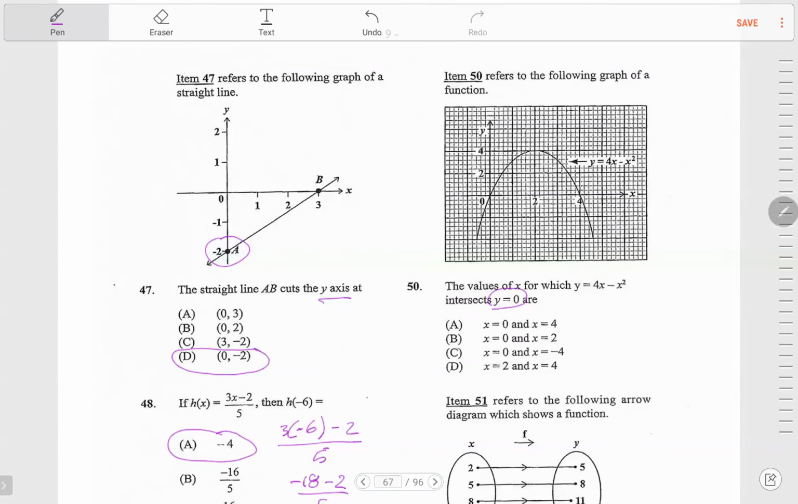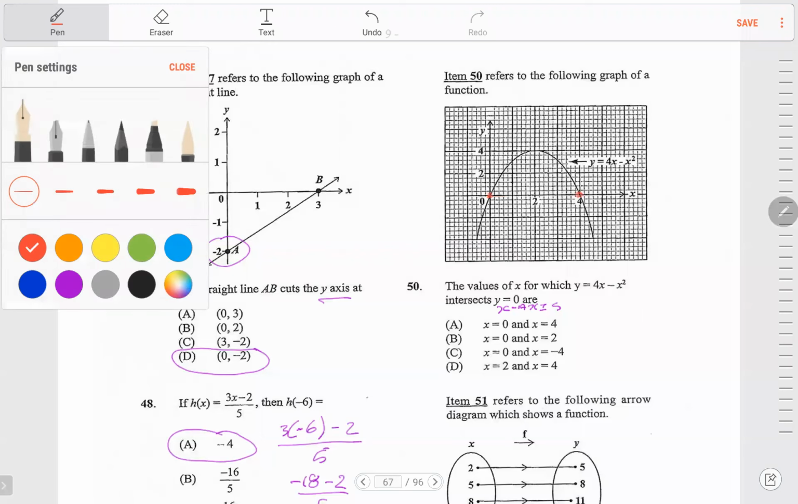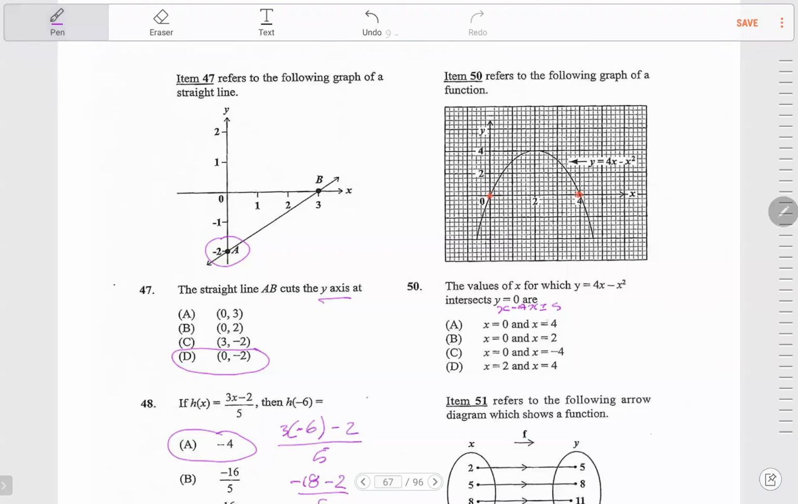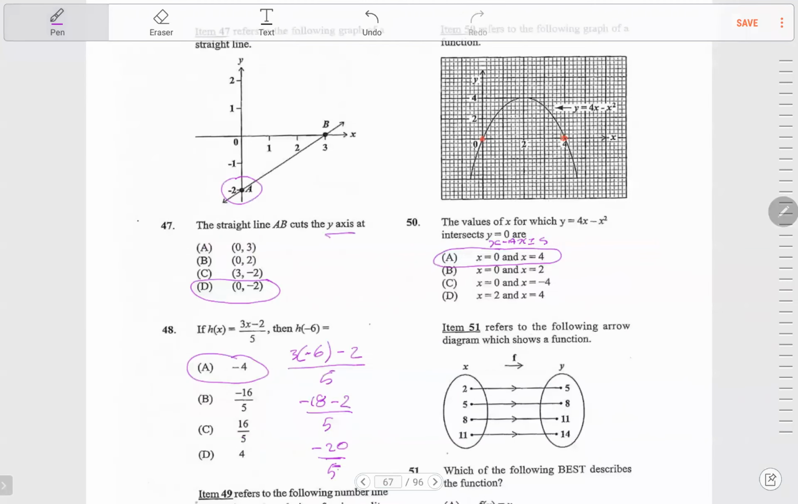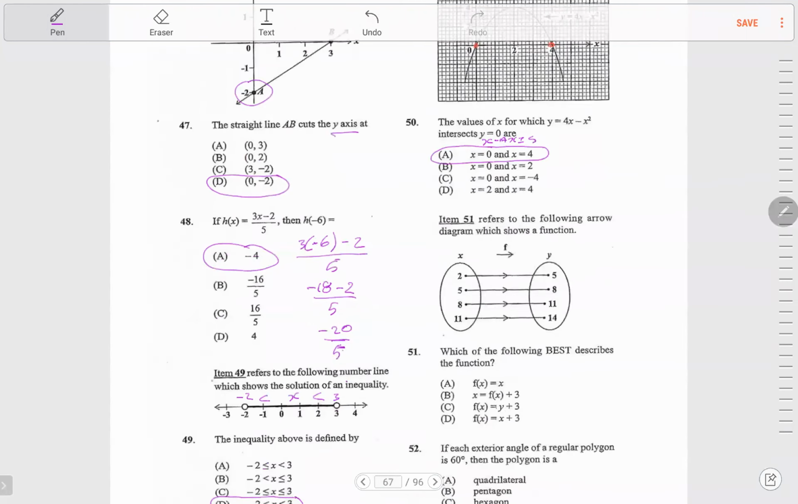Okay, number 50. Yeah, we did this one already as well. Intersect with the line y equals 0. The line y equals 0 is just the x-axis. So the question is talking about where these 2 points of the graph intersect the x-axis, here and here. 0 and 4. X equals 0, x equals 4. All right. And then 51.